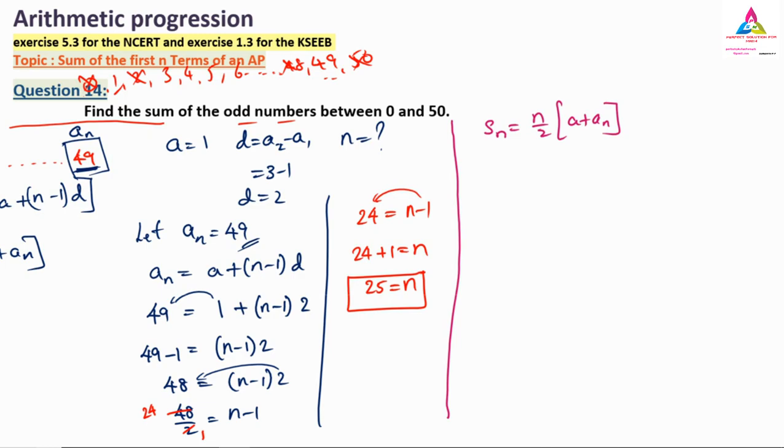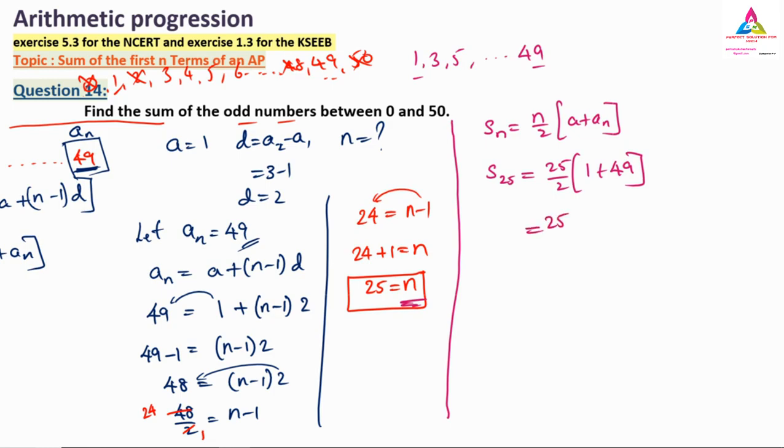An is nothing but 49, the last term. The first term is 1, 3, 5, and so on. The last term is 49. So we know the first term and the last term. So we will go with this formula only, because it is easy to find. So how much is S? It is S25. We have to find S25 because n is equal to 25 terms. That is 25 by 2 into the a value, the first term, that is 1, and the last term is 49. So now we will calculate.